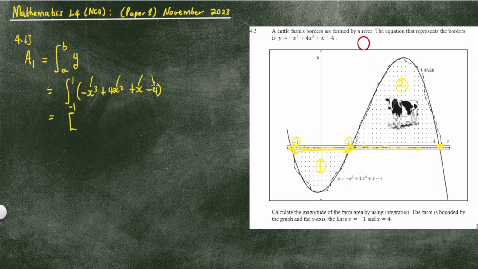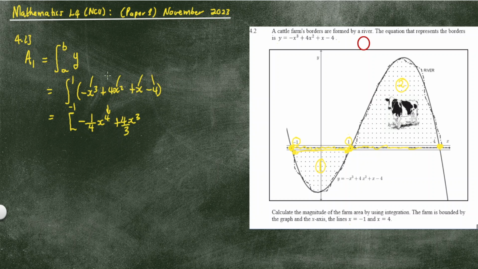We have a constant, it's also a power rule, integration law. So the first term is going to be minus 1 over 4 x raised to exponent 4, because 3 plus 1 gives us 4. So we take the same 4 and divide by it. Plus 2 plus 1, that's 3, so it's going to be 4 over 3.